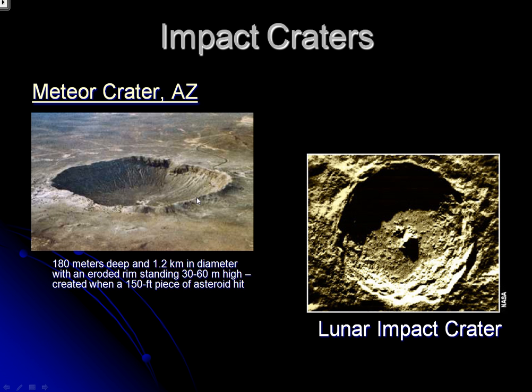One that didn't burn up in our atmosphere started out as a 150-foot piece of asteroid, and it went hurtling through our sky a long time ago, back when Arizona was completely uninhabited, and it left this crater 1.2 kilometers in diameter, 180 meters deep, extremely deep and wide. Another impact crater is this lunar impact crater.